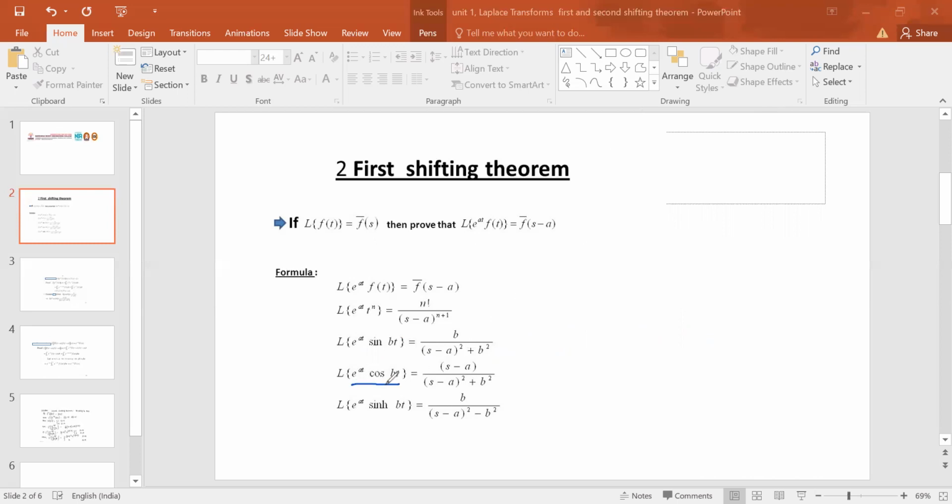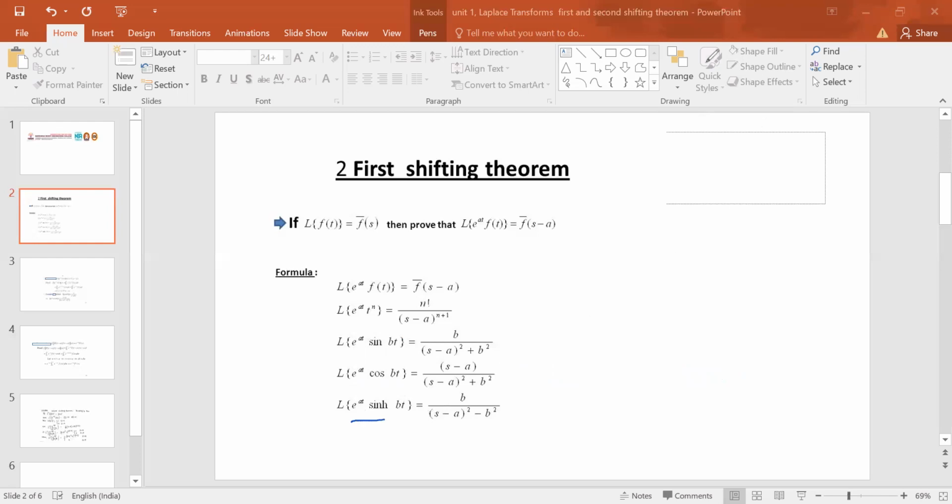Okay, so next one you see, e power at into cos bt. To write this Laplace transformation of e power at into cos bt, we should have knowledge about Laplace transformation of cos bt, which is nothing but s by s square plus b square. So here we are having e power at, no? So instead of s, we are supposed to write s minus a. So the same term should be written as s minus a divided by s minus a whole square plus b square. Okay. Next is sinh bt.